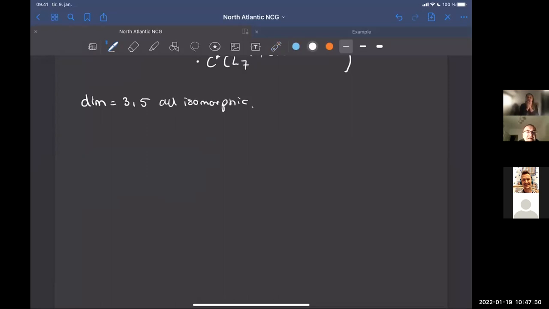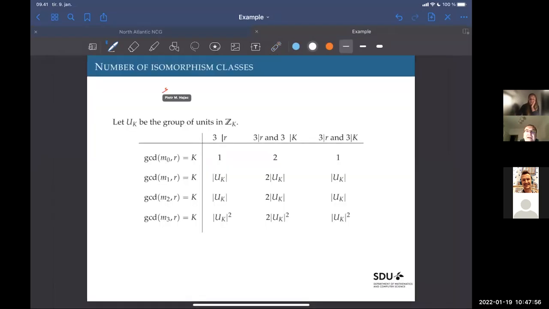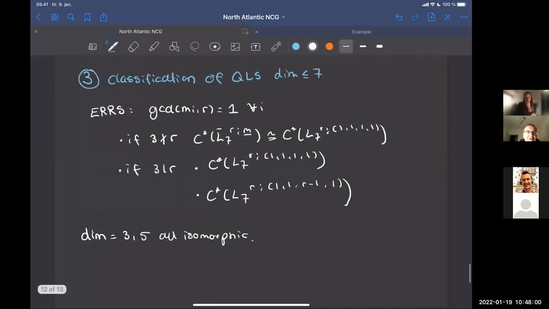But since you flashed the slide again, when you write that all are isomorphic, go back. When you say that all are isomorphic, do you still mean under this assumption that the GCD of all the M_i is equal to one? Yeah, for this particular one, because the example they were looking at was only in the case where the greatest common divisor for all of them is one. So these results here are only true if the greatest common divisor of M_i and R is one. And then we extended it to including that one of the greatest common divisors is different from one. Okay, thank you.